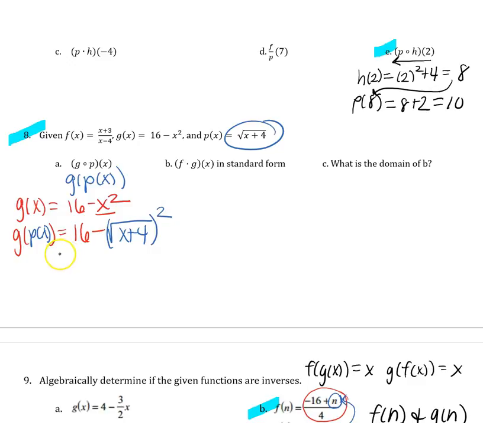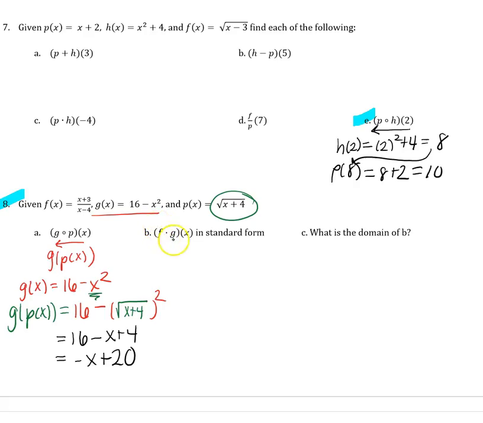So when I simplify this, I have 16 minus, the square will undo the square root, so 16 minus the quantity x plus 4, so that's 16 minus x minus 4 by distributing that negative. So in the end, I have negative x plus 12.